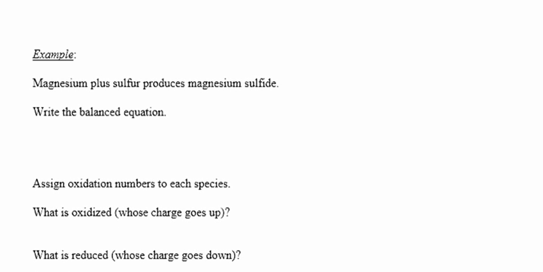Magnesium plus sulfur produces magnesium sulfide. Step 1, we write a balanced equation. So magnesium reacts with sulfur. We use the periodic table. Magnesium in a compound is +2. Sulfur's top number is -2. And we have the formula MgS.